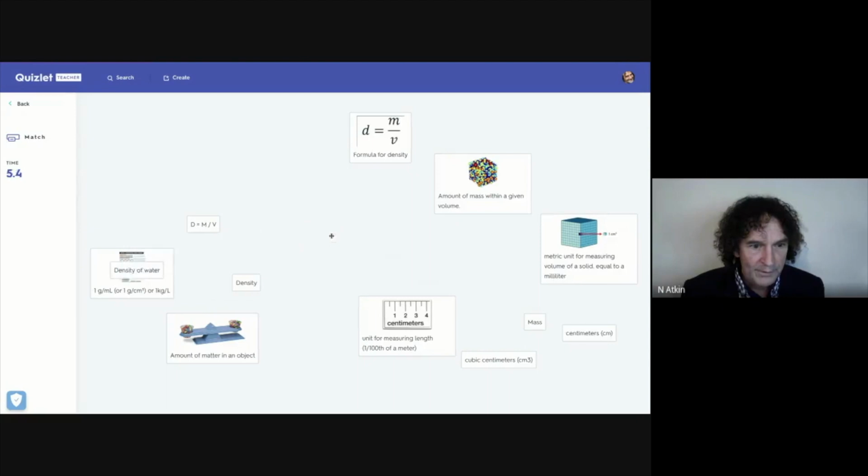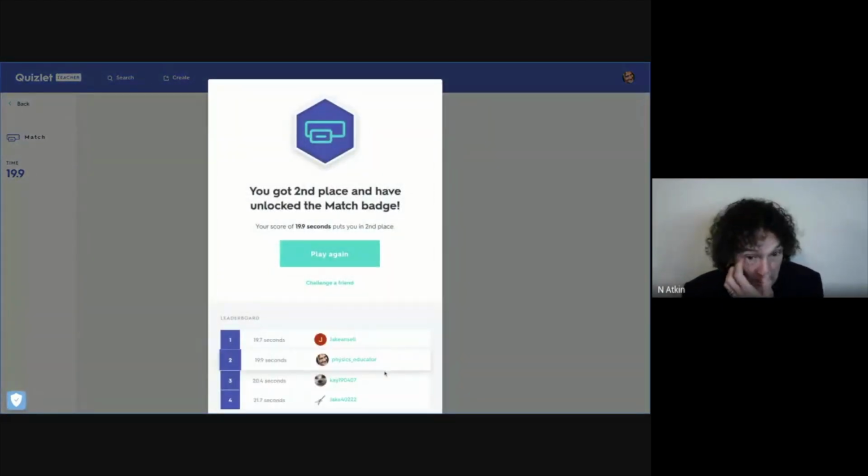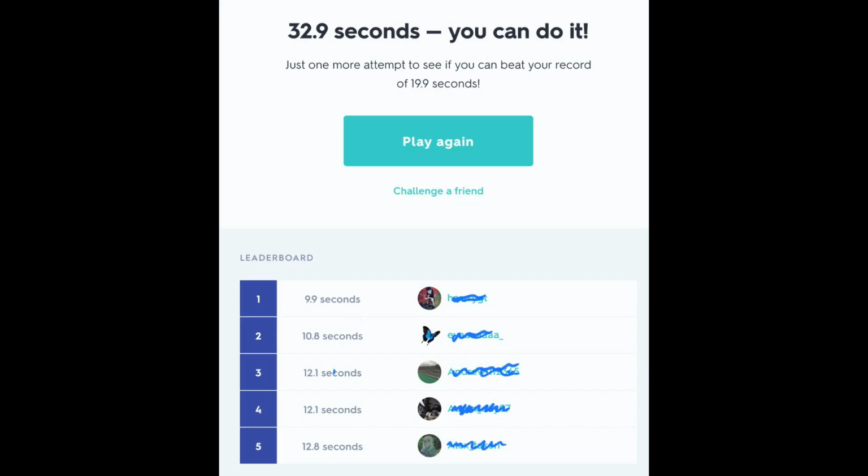Density of water is 1 gram per millilitre. And it looks to me like Jake's already got in there and taken the top spot. Could people try and beat Jake, please? So the flashcards and match are very, very good at learning knowledge, but we've also got a quiz called Live.